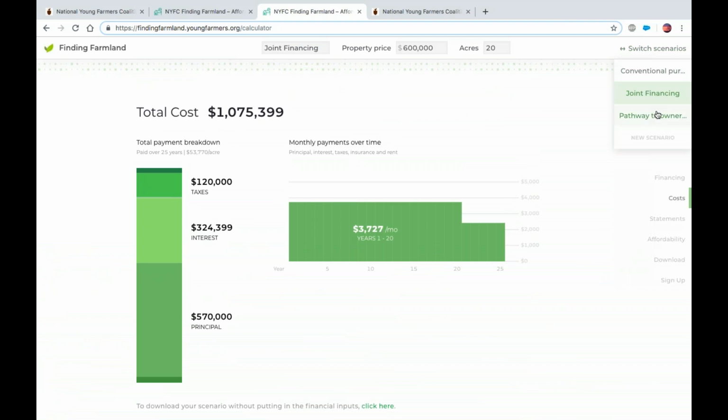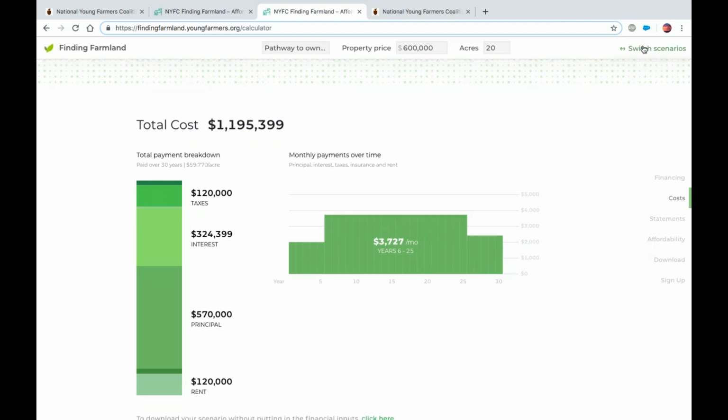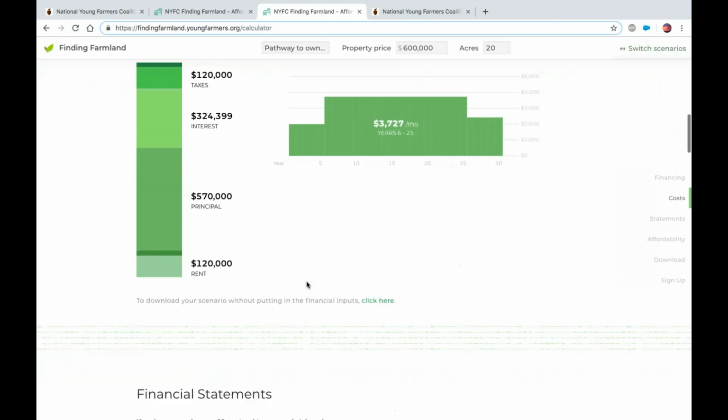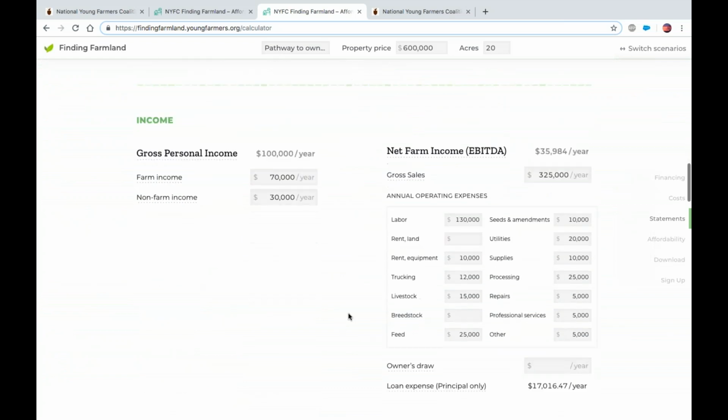So the cost is a little bit more, and that's just because you're leasing for this first 5 years, and that money is not going towards you owning the property. So this whole process just pushed back 5 more years. So I've updated these numbers a little bit here.